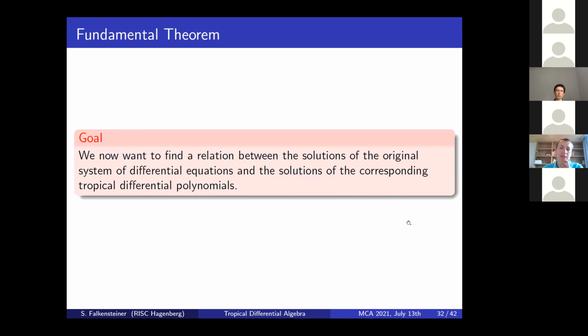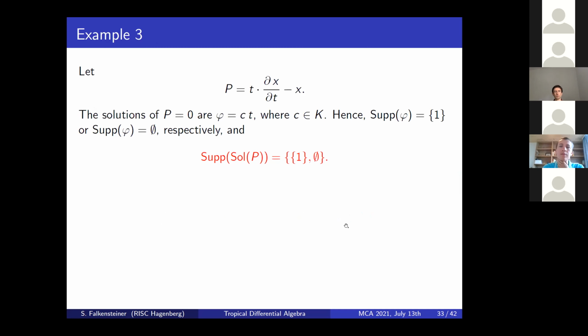And now the question is, can we find the relation between the solutions of the original differential equation and the tropical analogon? Here is an example. We have a very easy usual differential polynomial P, and the solutions can be computed easily. It's just C times T, where C is an arbitrary constant. The support is either equal to 1 or the empty set.